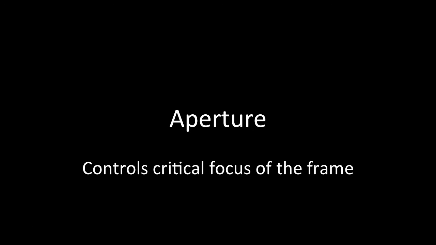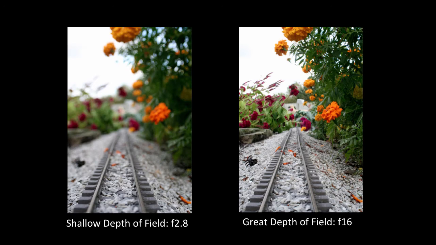Aperture controls critical focus of the frame. By deciding how much light you are letting in during an exposure, you can also affect how much is in focus in an image. In photography, this term is called depth of field, and it can be shallow, great, or somewhere in the middle. How much depth of field you have is dependent on the aperture you choose.